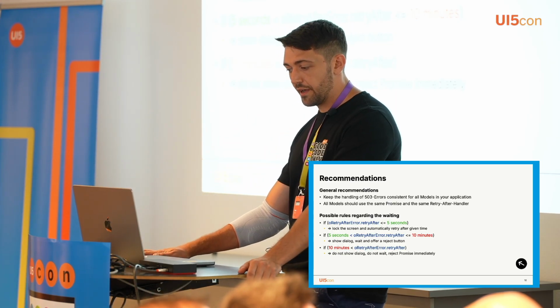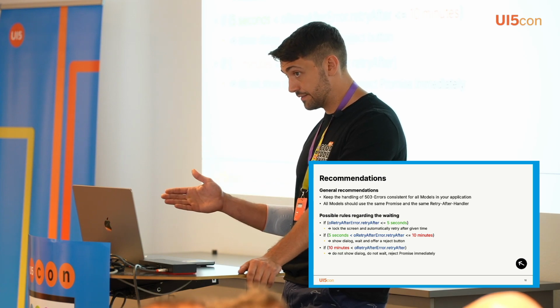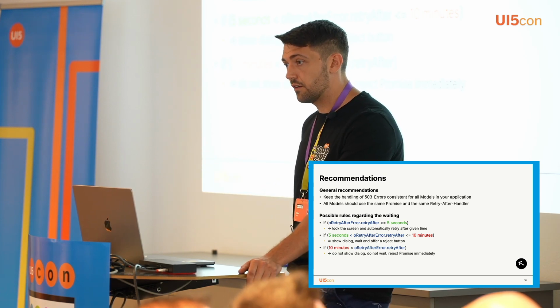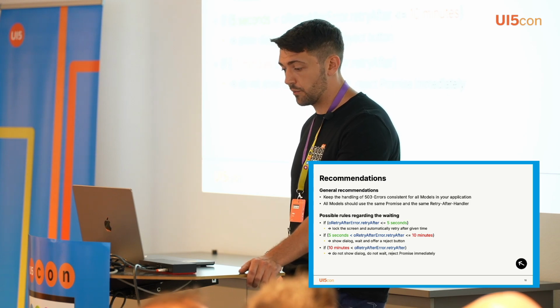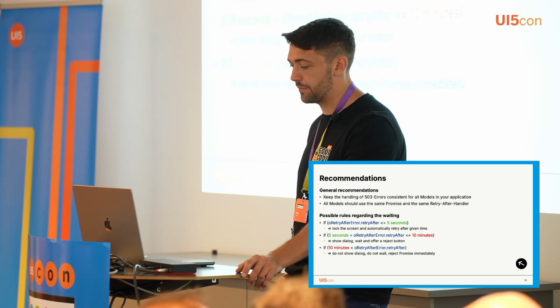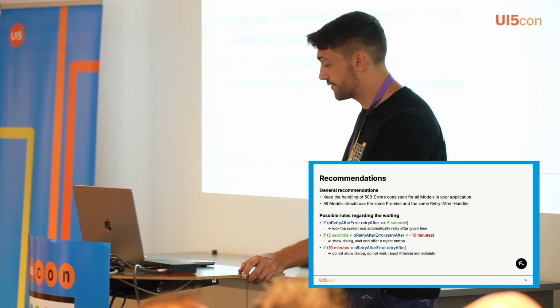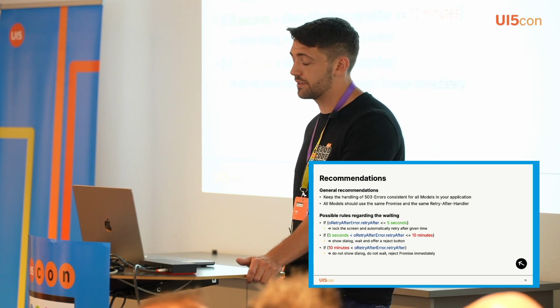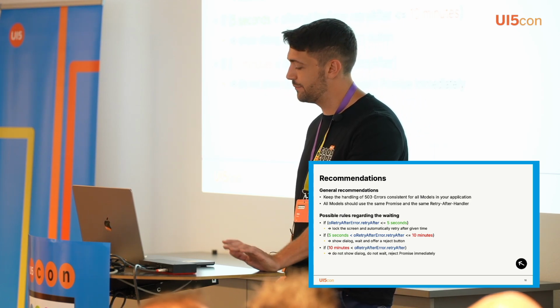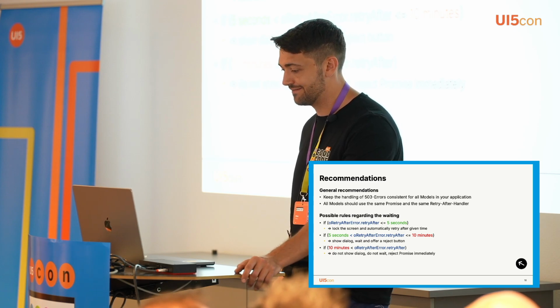If the period of time I have to wait is between 5 seconds and 10 minutes, I will show a dialog with a progress indicator, as you have seen, and offer a reject button via which I can reject the promise and the retry doesn't happen. And lastly, if the period of time is longer than 10 minutes, I do not show the dialog. I don't want to wait that long, I immediately reject the promise and I'll be done with it.